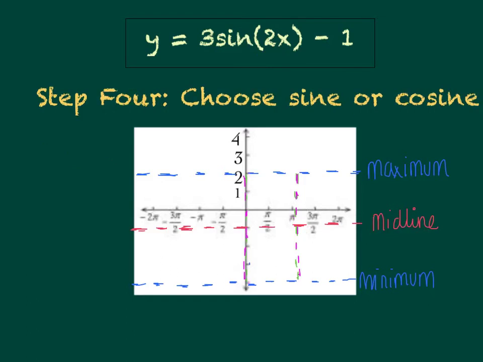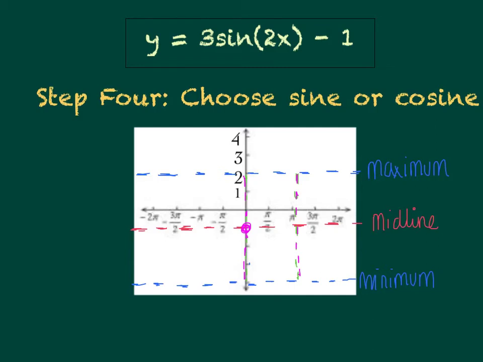The last thing I need to do before I draw in my graph is decide what my graph's actually going to look like. And that's going to depend on whether we have a sine or a cosine. In this case, we have sine. So I know that sine crosses the y-axis at the midline. So I'm going to place a big dot right there. That just indicates to me my graph must go through this point.